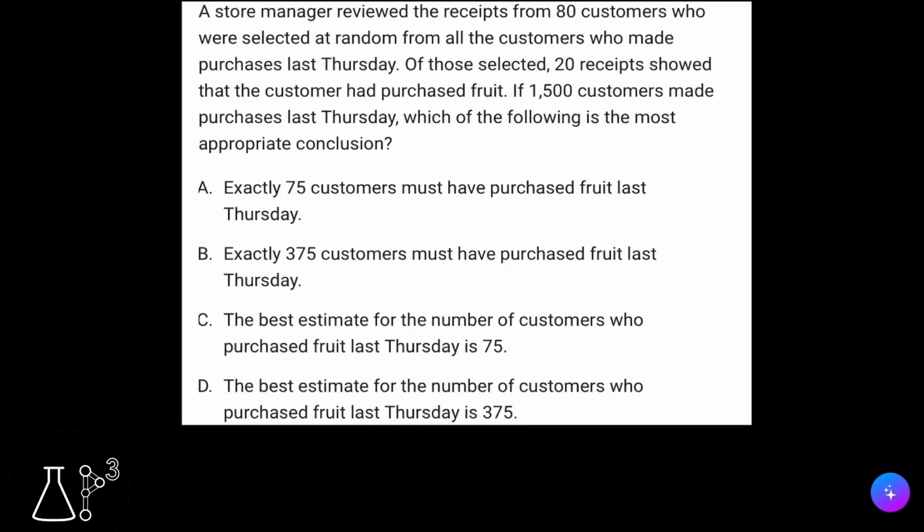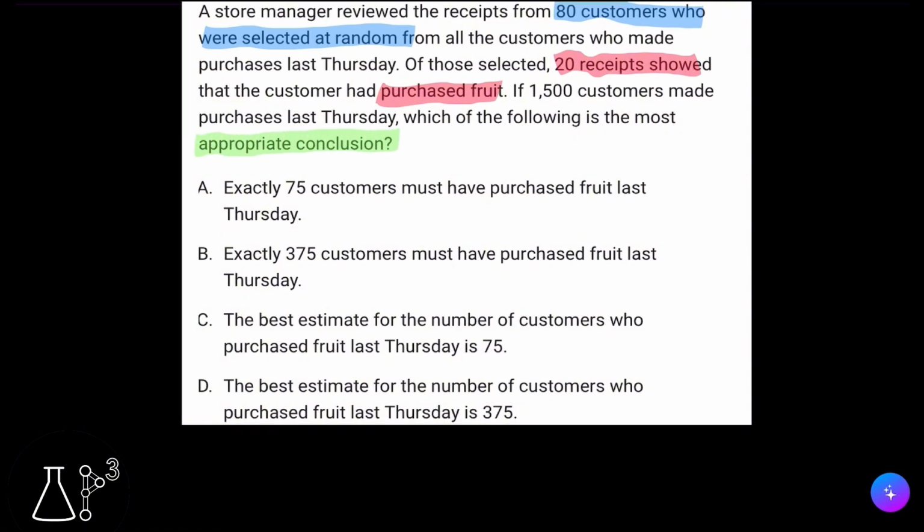Okay, let's look at this question. A store manager reviewed the receipts from 80 customers who were selected at random from all the customers who made purchases last Thursday. Of those selected, 20 receipts show that the customer had purchased fruit. If 1,500 customers made purchases last Thursday, which of the following is the most appropriate conclusion? So I'm given that out of the 1,500 customers who made purchases last Thursday, there is a random sample of 80 customers. And out of those 80 people, 20 of the receipts show that they purchased fruit. And we're looking for which of the following shows the appropriate conclusion.